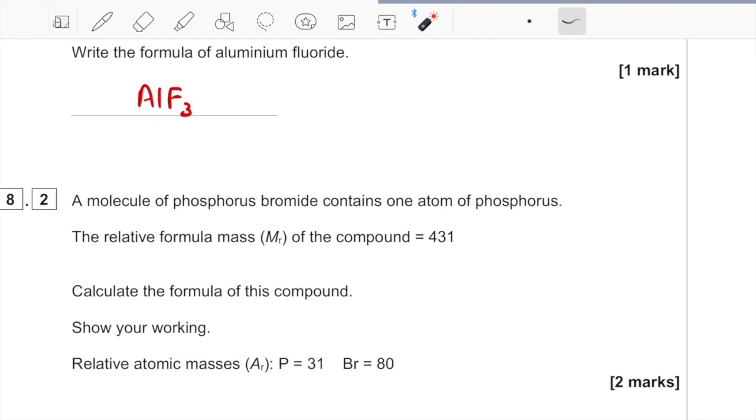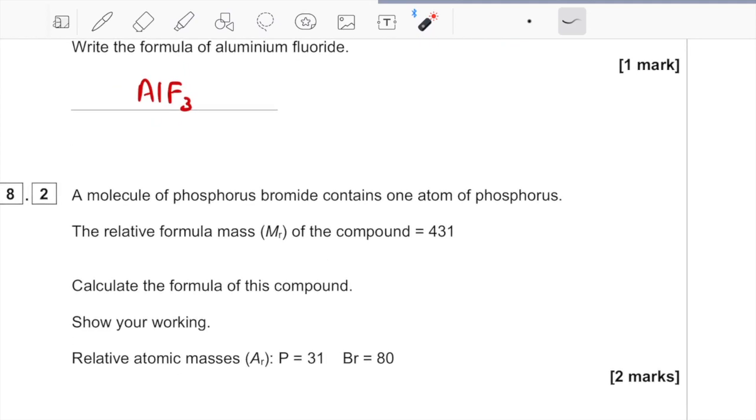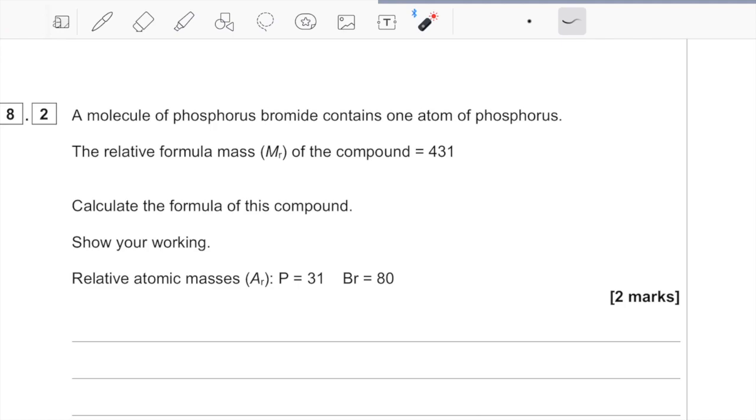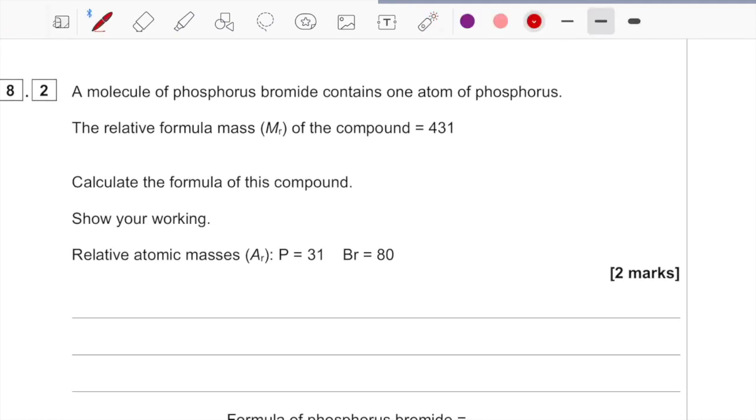Okay. A molecule of phosphorus bromide contains 1 atom of phosphorus. The relative formula mass of the compound equals 431. So calculate the formula of this compound. So what we know is phosphorus, there's only 1 atom. We know it's got bromine, but we don't know how many atoms. So we're going to put X, and we know that that equals 431.